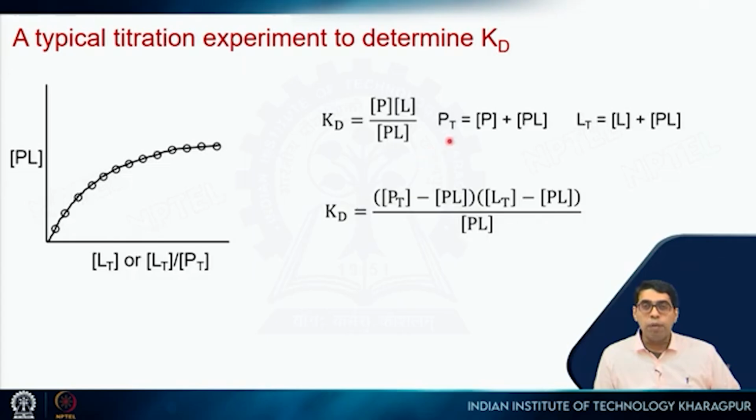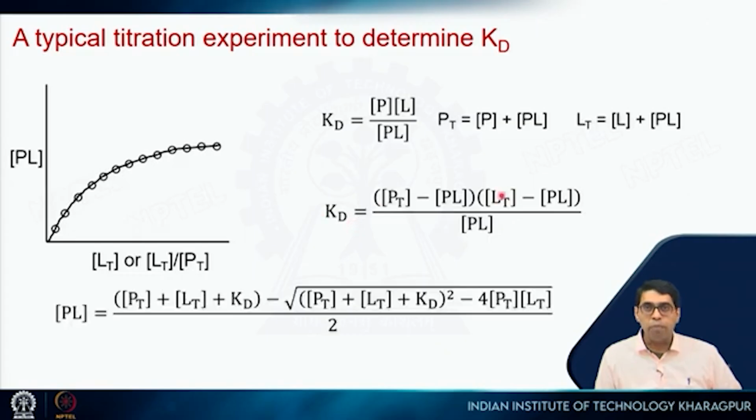So, we can replace in this equation the free protein by P total minus PL. So that is what we have done here. We have replaced P by P total minus PL, and we have replaced L by L total minus PL, and in the denominator we have PL. So in this equation you have P total that you know, L total that you know, you do not know what is PL, and you do not know what is KD, right?